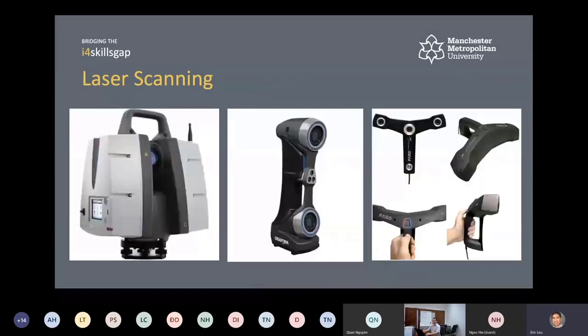Again, these are the main equipment for laser scanning. What's in the middle is something quite new, handheld scanners. We are trying to combine data collected from laser scanners with light sensors, and combine all the data together, which allows us to get much more detail.